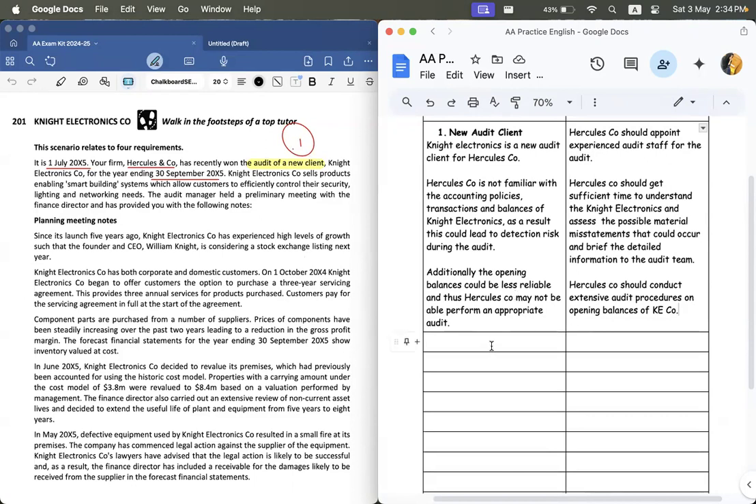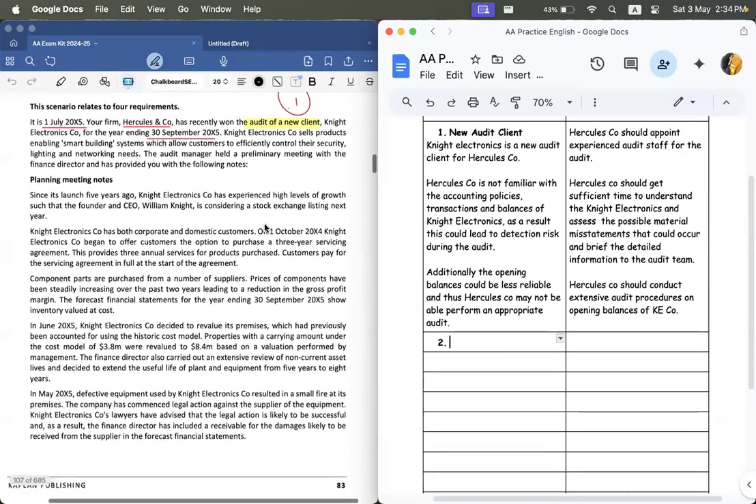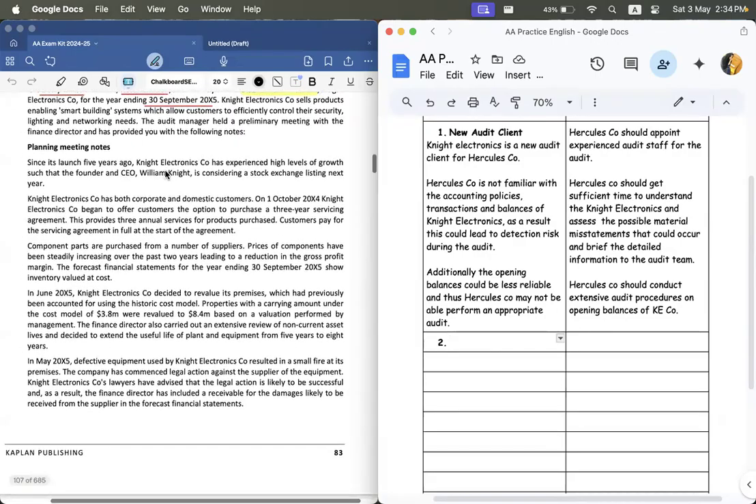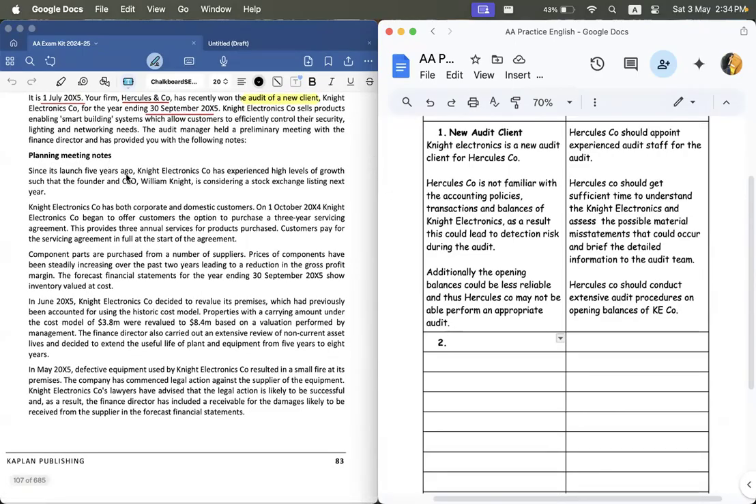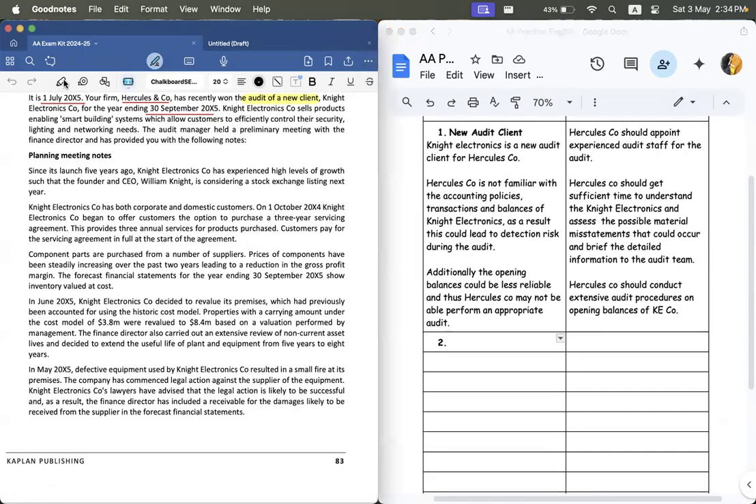Understood? Now, the second one. Let's see what happens next. Efficiently control their security. The audit manager had a preliminary meeting with the finance director and has provided you the following notes. Since its launch 5 years ago, Night Electronics has experienced high levels of growth, such that the founder and CEO William Knight is considering a stock exchange listing next year.